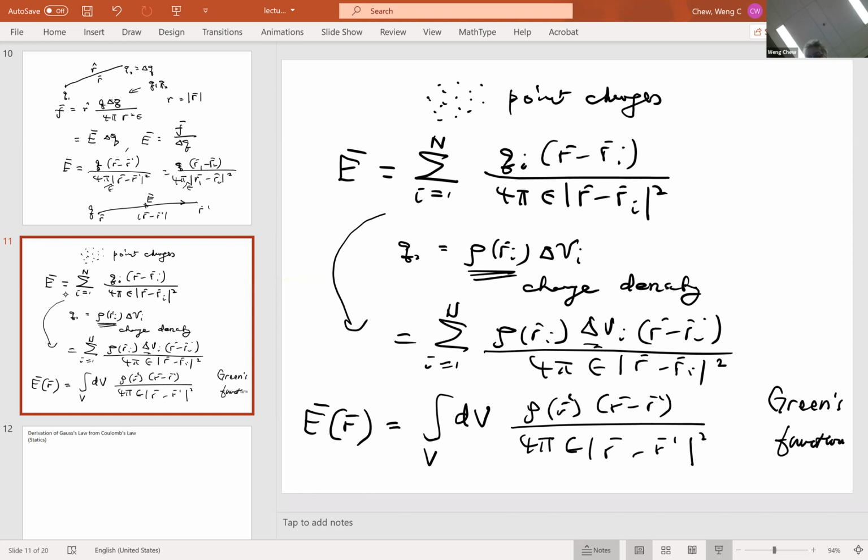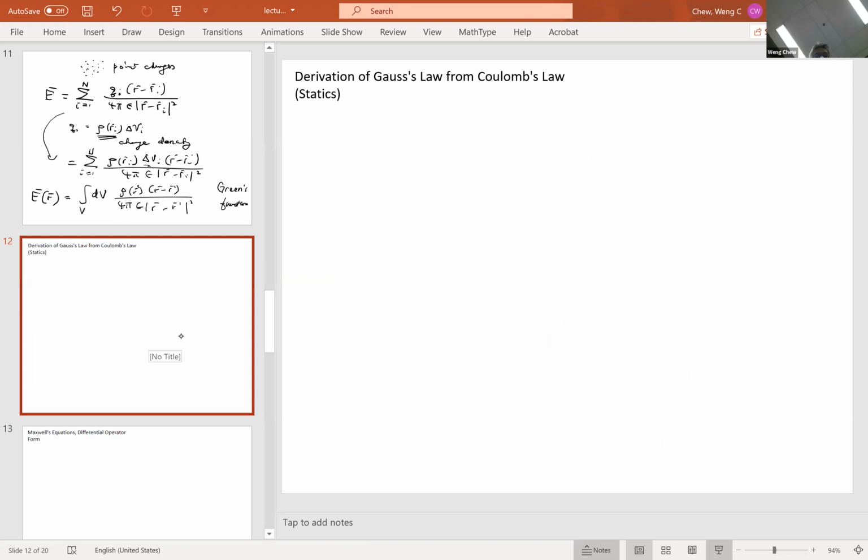You don't have to worry about Green's function right now, but that is what it is at this point. So let's go on to the derivation of Gauss's law from Coulomb's law. Somebody mentioned that the Coulomb's law that I talked about just now was different from the Gauss's law that I had earlier. It turns out that you can actually derive the other law from Coulomb's law.